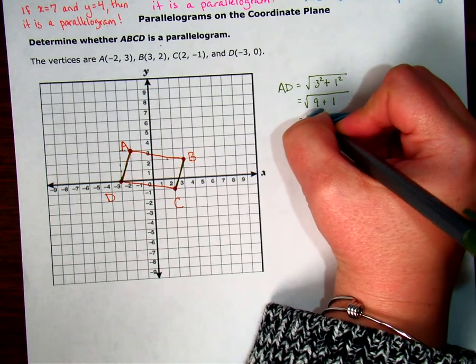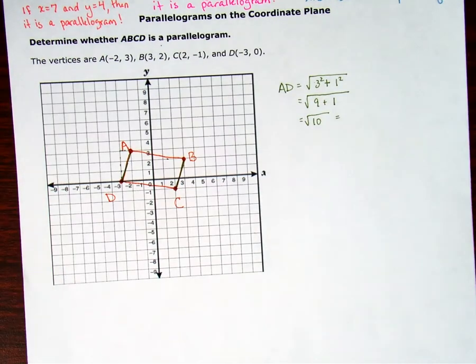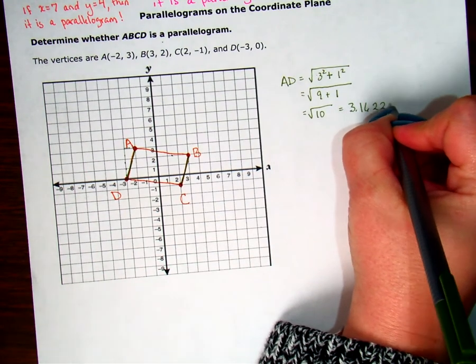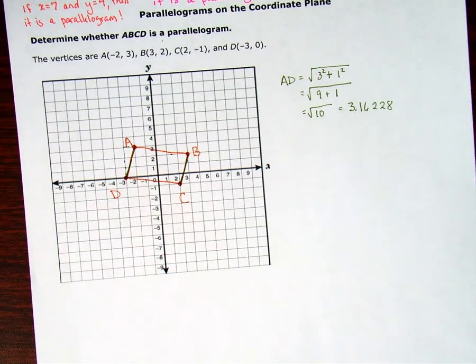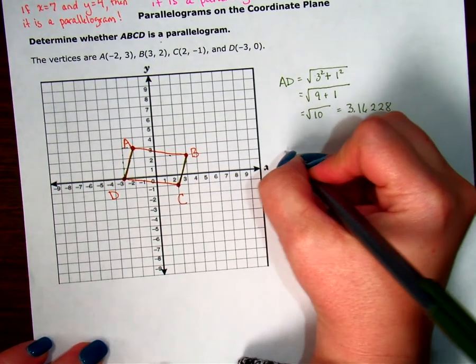So that's going to be the square root of 10, which I'm not 100% sure what that is, so let me get my calculator and do the square root of 10. It's 3.16228. I didn't do any rounding, but since I'm not giving my actual answer, I'd like to know what the whole number is.